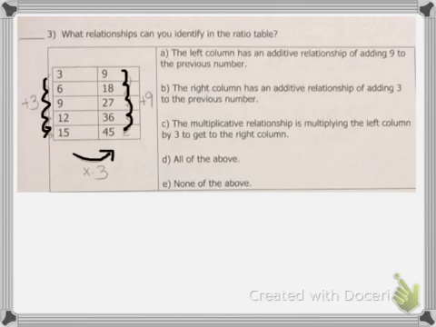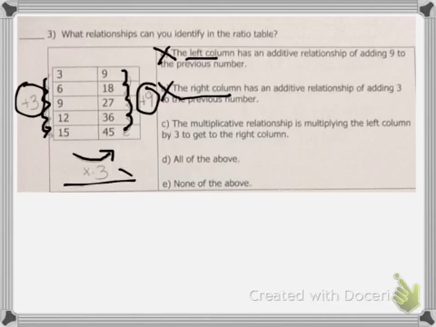Now let's look at the answer choices. The left column has an additive relationship of adding 9. That's not true. We just figured out that it's 3, so A is not true. B, the right column has an additive relationship of adding 3 to the previous number. That's not true. We figured out it was 9. The multiplicative relationship is multiplying the left column by 3 to get to the right column, so we're moving from the left to the right. That is true. And so it can't be D and E, all of the above, or none of the above. It's choice C.